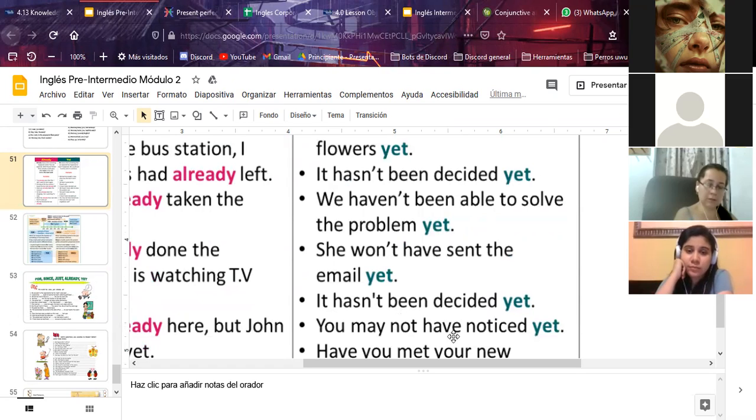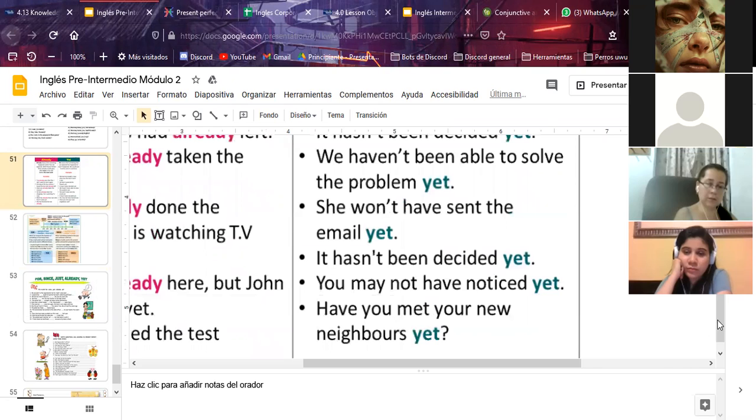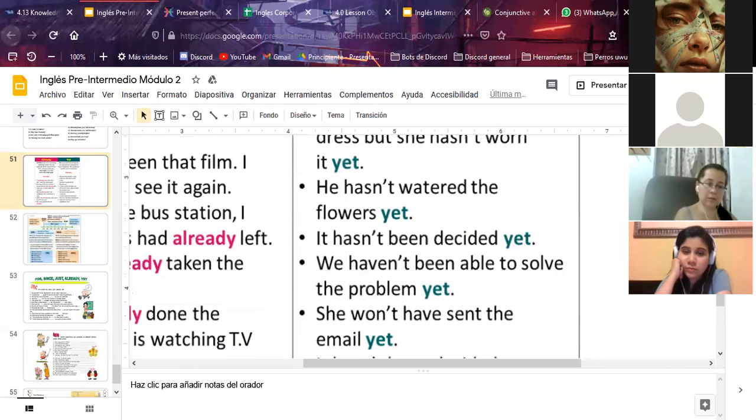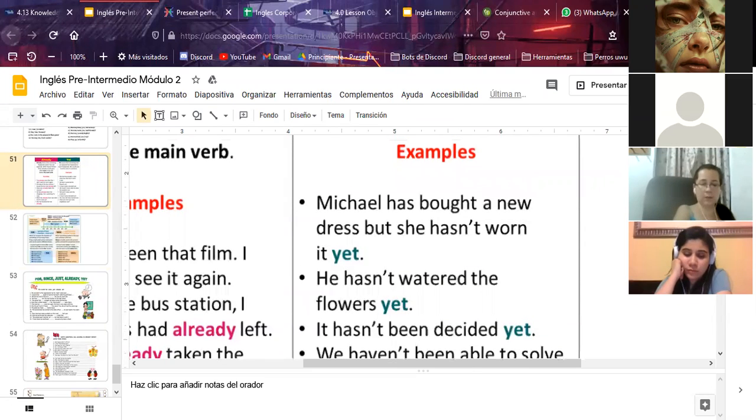She won't have sent the email yet. This one is already ups. And the other one says, you may not have noticed yet. Have you met your new neighbors yet? So, is clear what is yet? Todavía. Todavía. So, for example, in the second one, what it says, he hasn't watered the flowers yet. Él todavía no ha regado las flores. Okay. So, this one is going to be almost always, well, always at the end of the sentence.